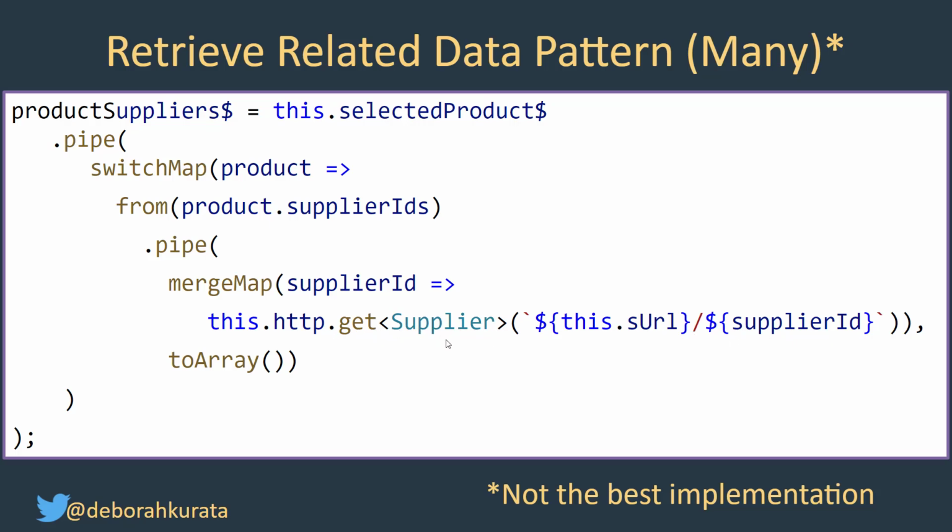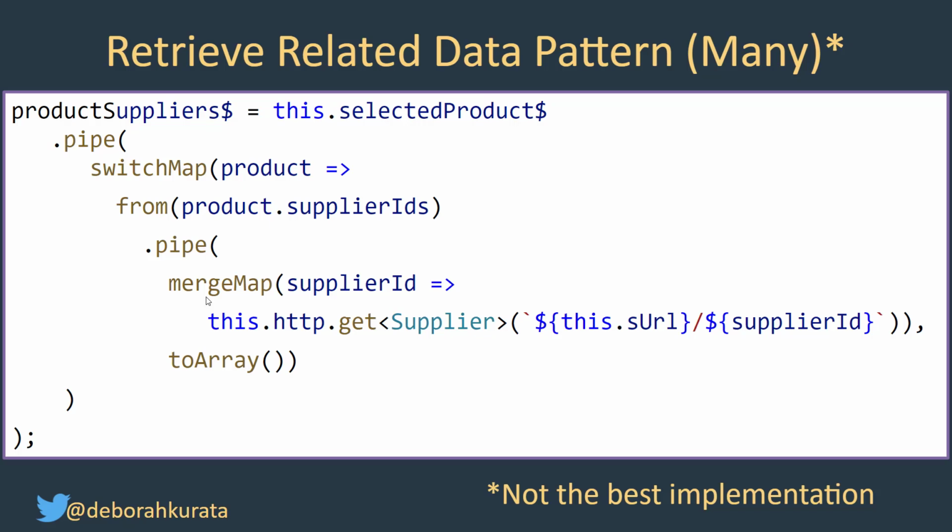And I'm using a higher order mapping operator because again, I want to have it automatically subscribe to this inner observable and unsubscribe, and also to flatten it. Why mergeMap here? Well, let's envision that we had switchMap. So my product ID, supplier IDs, for example, just to be simple, let's say they're 1, 2, and 3. If I had switchMap, it would go to get 1, cancel it, get 2, cancel it, get 3, and I'd only end up with 3. When what I want is all of them. So you would never want to use switchMap in that particular case.